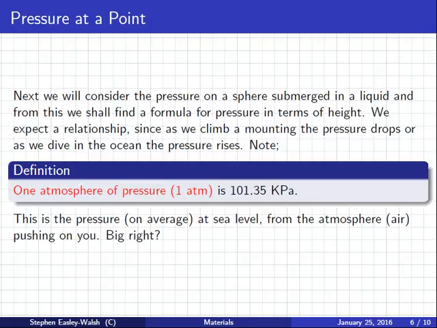That's 101,000 newtons per meter square. It's a lot. Yes, you just don't know it because it's around you all the time. You only notice pressure when you don't have it anymore. So, if all the air suddenly left this room, you would definitely notice it then.